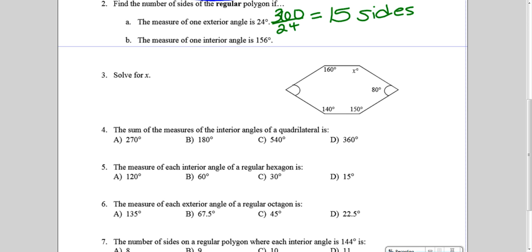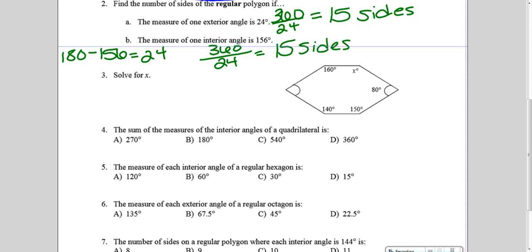All right, so we have the measure of one interior angle is 156. Find the number of sides. Well, to find the one interior angle, we found the exterior angle using the sides, and then we subtracted it from 180. Well, work backwards. You know the interior and the exterior have to add up to 180. So to find the exterior, do 180 minus the interior, so you get 24 as your exterior angle, and then 360 divided by your exterior angle will give you the number of sides. So again, we have 15 sides.